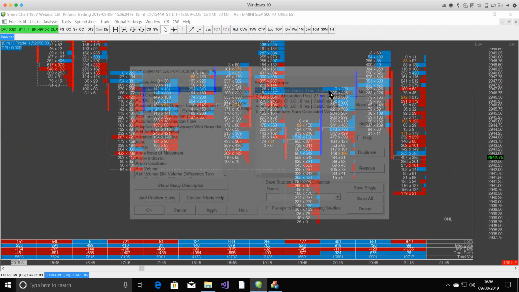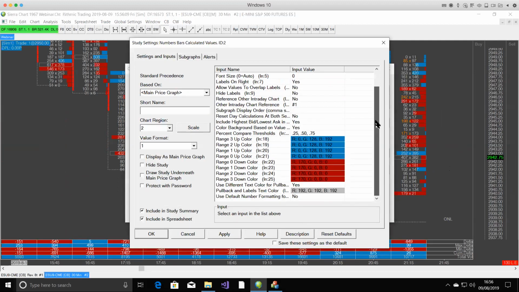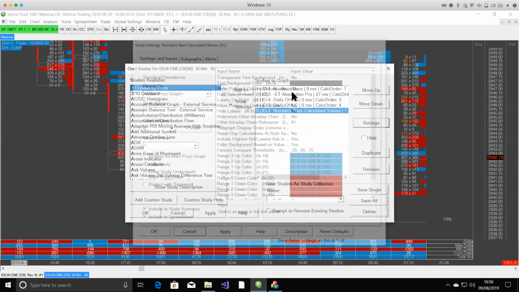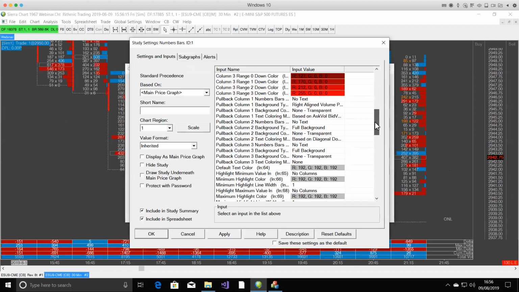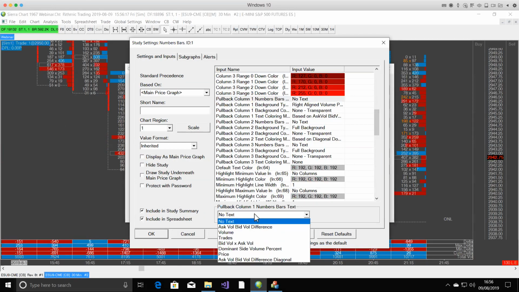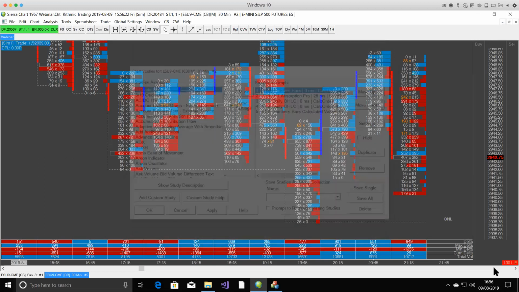So I'll modify the numbers bars. We'll go into the calculated values. Let's go into numbers bars. Let's turn on the pullback column. Not many people use this in Sierra Chart. It's very useful, but it can be hard to interpret. So bid volume by ask volume.